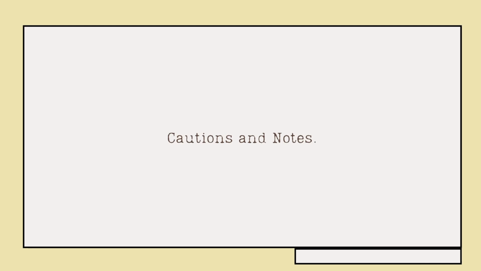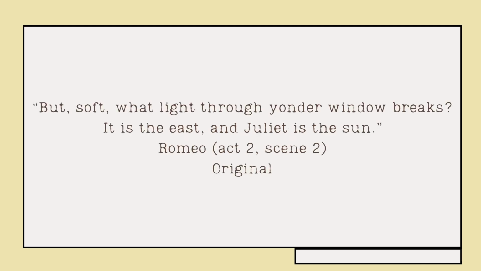Alright, so let's get into it. First passage. But soft, what light through yonder window breaks? It is the east, and Juliet is the sun. What I'm planning on doing is actually starting with the original, so we have a gauge from which we go and we can point out how things have changed. We'll start with the original and then we'll go through different ones.